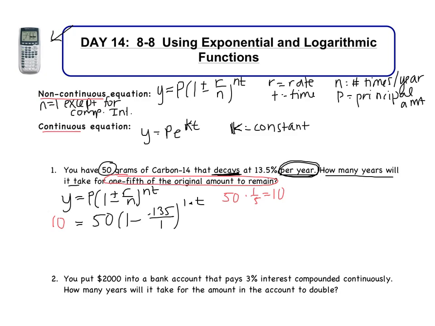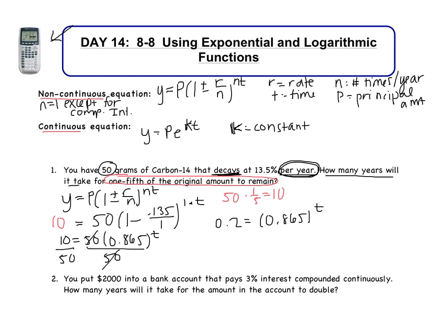I'm going to do a little bit of simplifying. So I have 10 equals 50 multiplied by 0.865 to the t power. That's because 1 times t is just t. Now I'm solving for t. The first thing I want to do is divide by 50. These 50s cancel. 10 divided by 50 is 1/5 or 0.2. So I have 0.2 is equal to 0.865 raised to the t power.